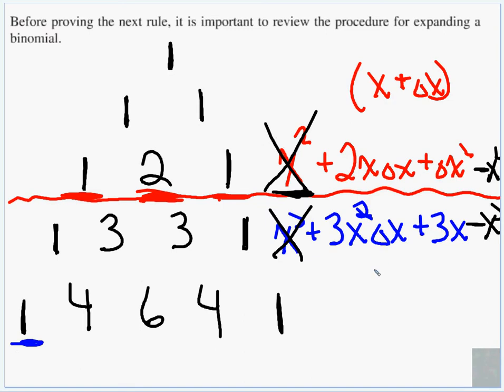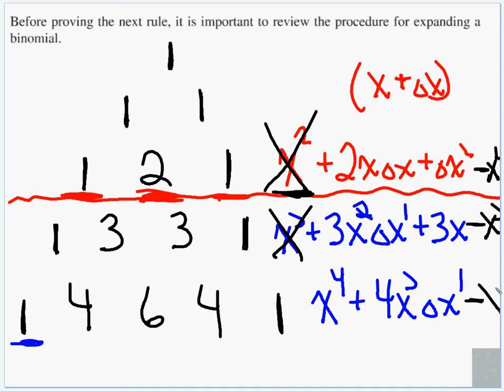For this one, we would start out with, this would be fourth power, so that would be x to the fourth plus 4x cubed delta x to the first. And then we would have 6x squared delta x squared also. But way at the end of this, we would have a minus x to the fourth that would cancel out this leading term. So that's always happening. We cancel out the leading term.